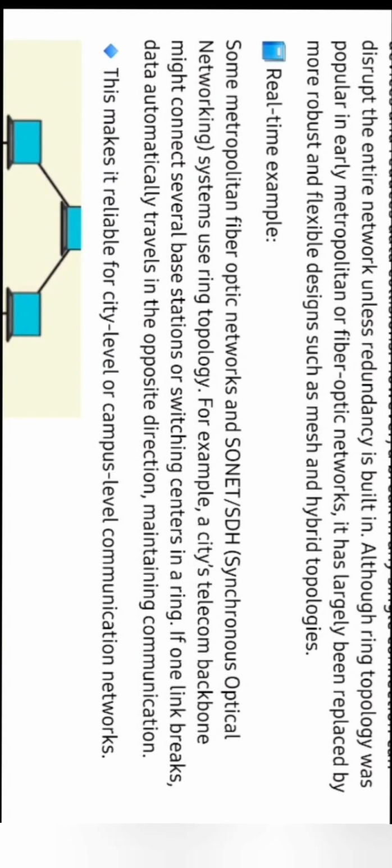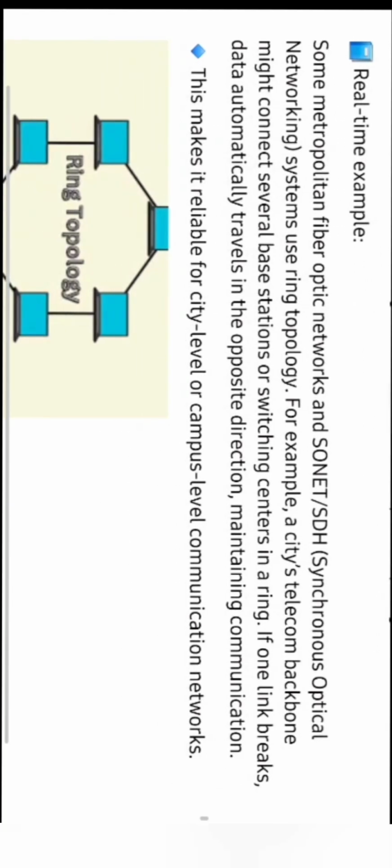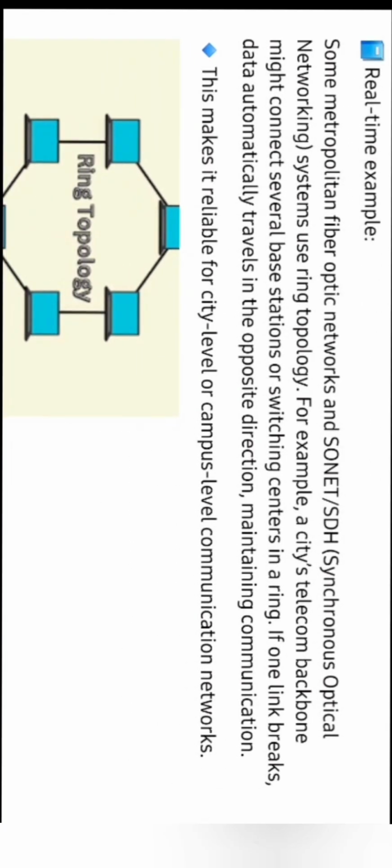A real-time example is metropolitan fiber optic networks and SONET or SDH systems. For instance, a city's telecom backbone may connect several base stations in a ring so that if one link breaks, the data automatically travels in the opposite direction and communication continues. This makes ring topology reliable for city level or campus level networks.